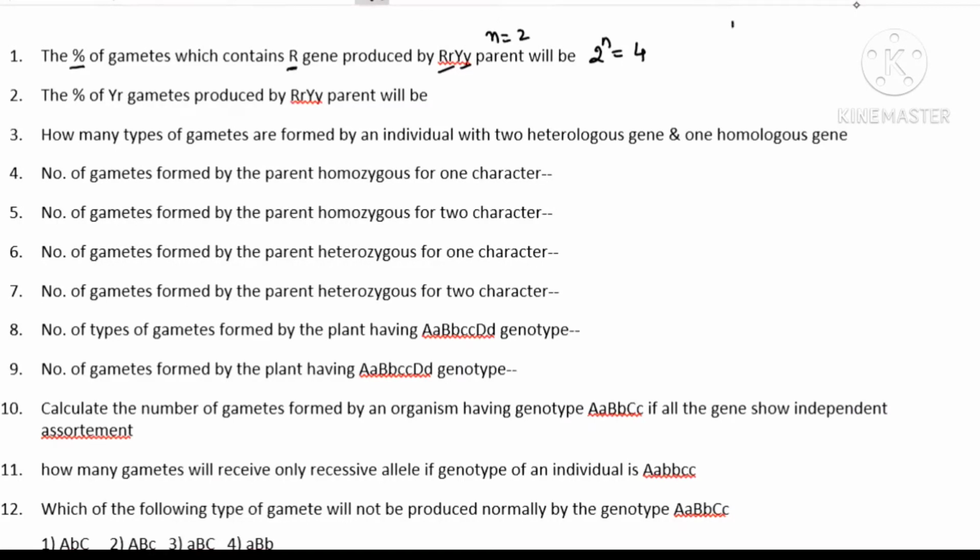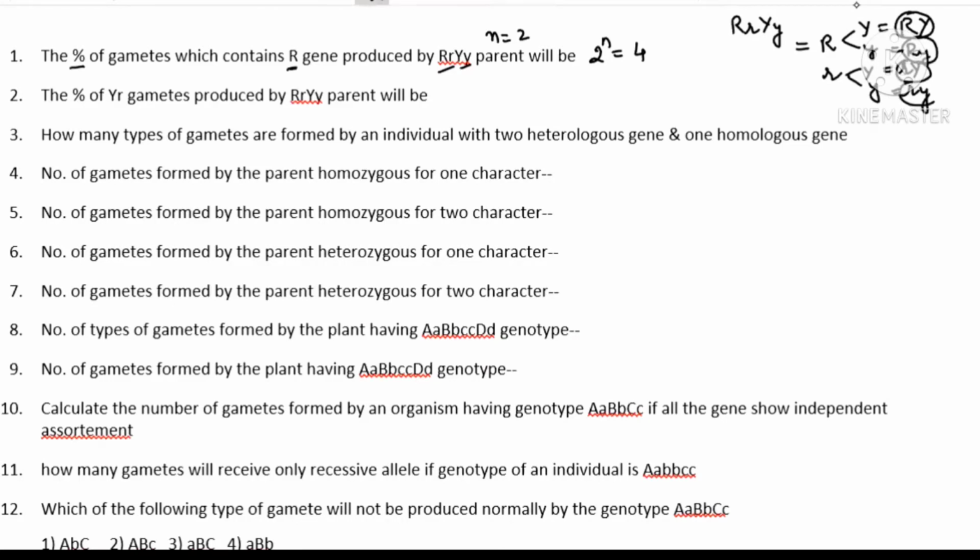First of all, this parent is given to you, capital R, small r, capital Y, small y. So you will separate it. You will write capital R, small r, and then you will separate capital Y, small y. You will write the answer this way. These are the 4 types of gametes you will make, and gametes are always, by rule, drawn as circles only.